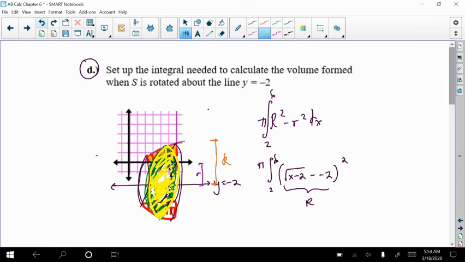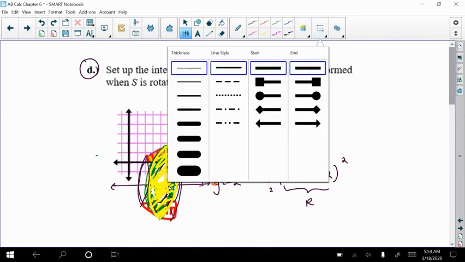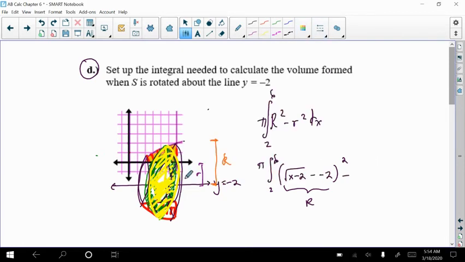So the eraser didn't really do what I wanted. So then to do that, I'm going to say, okay, minus, go back to maybe this color and go to thin. So minus the radius, so it starts at 0 again, minus negative 2 squared dx. And again, that would represent this lower function going down to the line of rotation and then taking away this right there. So if I remove that, I would get my original disk.